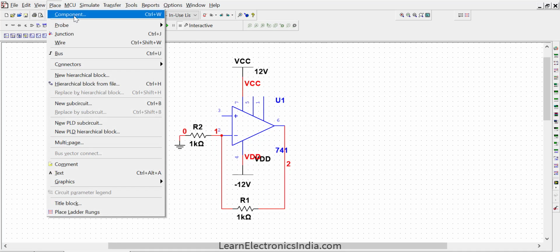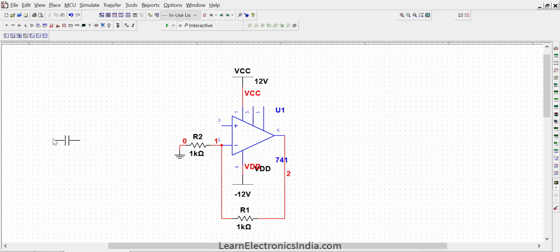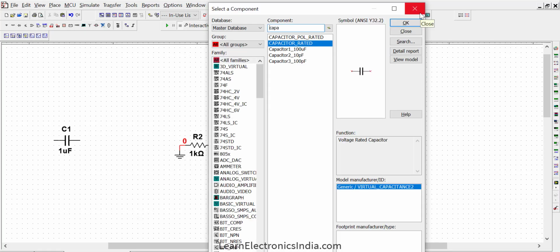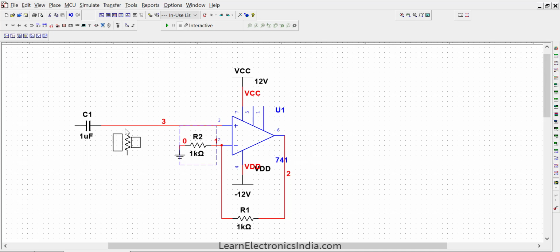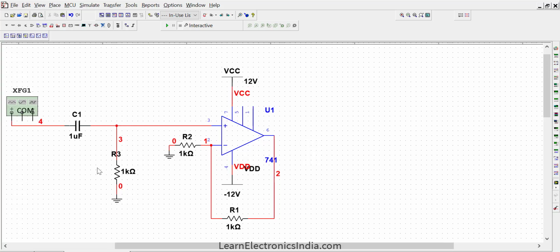To make the RC circuit, we will connect a capacitor to the non-inverting input and connect a resistor between the non-inverting input and ground. So now the high pass filter is done. Now let's make the low pass filter.